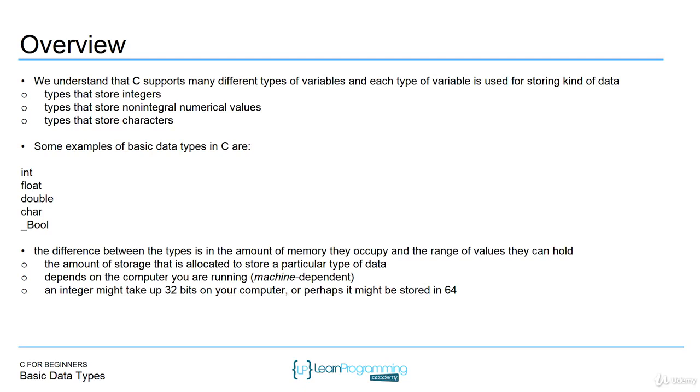It all depends on the computer you're running, and this is referred to as machine dependent. So if I run a C program on a Linux system with certain hardware versus a Windows system with different hardware, an integer may be 4 bytes in memory, or it may be 8 bytes. It depends on the machine you're running on how much memory is allocated for the data you want to store. So an integer might take up 32 bits, which is 4 bytes, or it might take up 8.